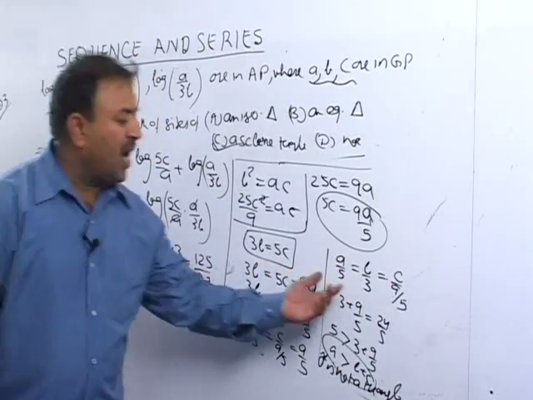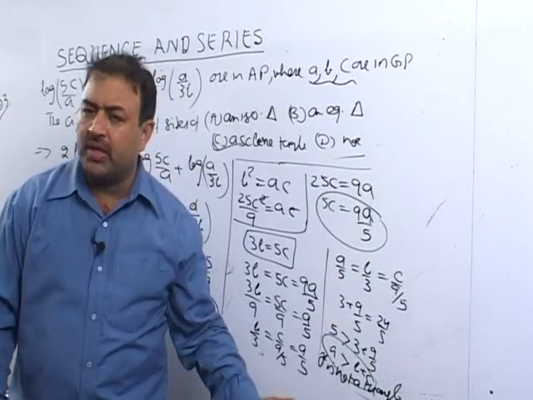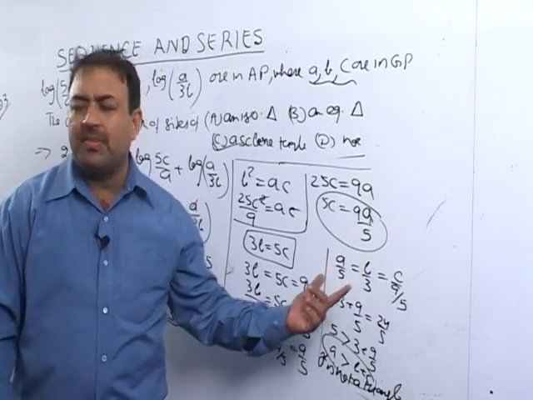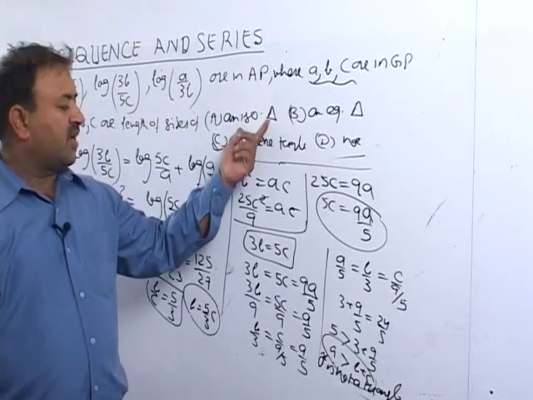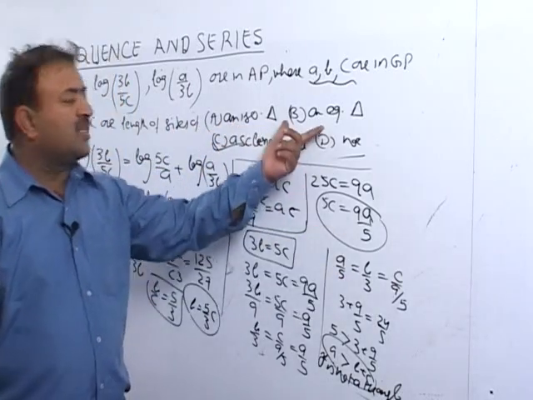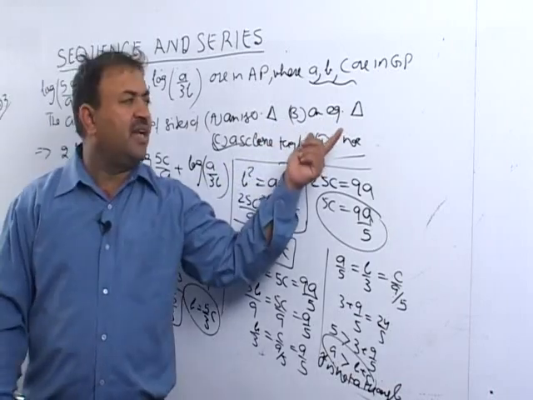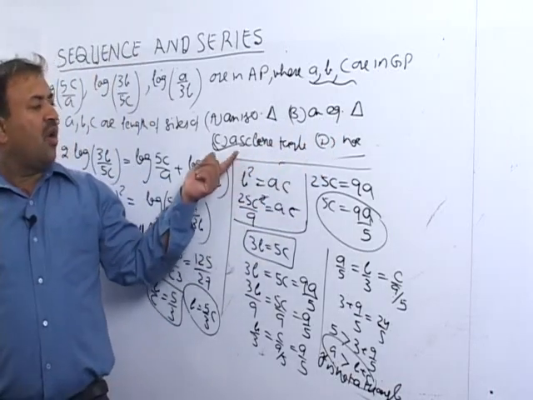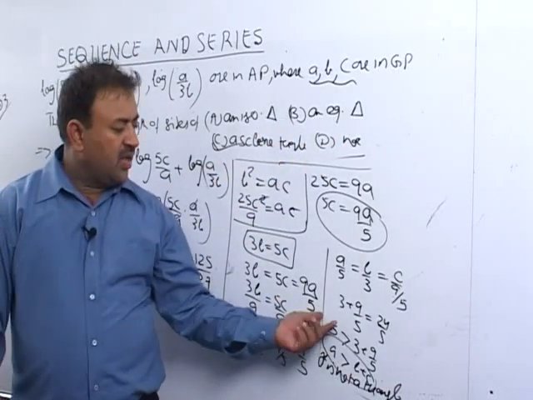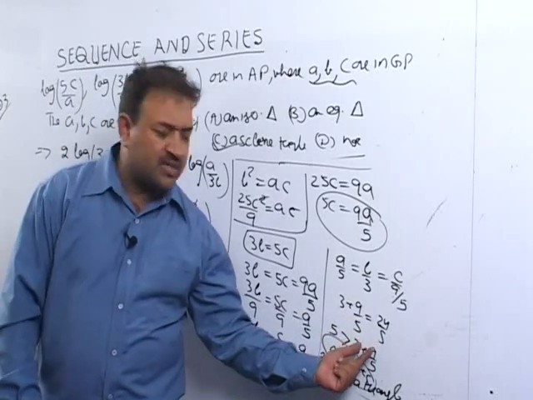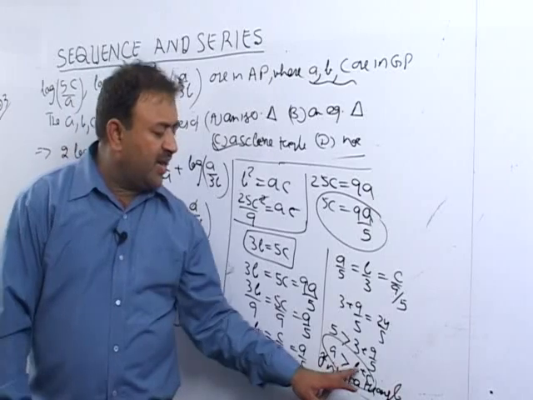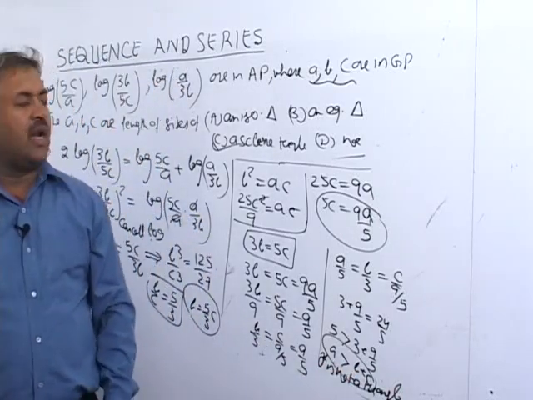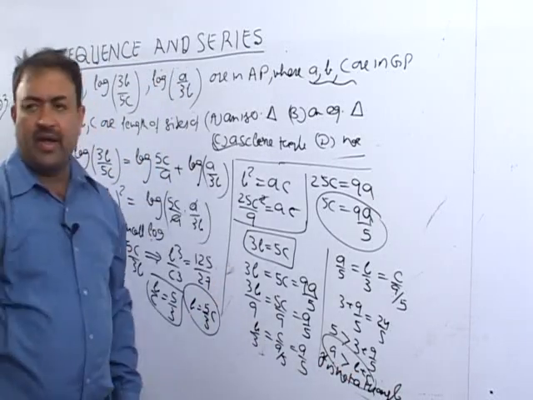Now if two sides were coming equal in ratio, then we would say it is an isosceles triangle. If all three sides were coming equal, then we would have said it is an equilateral triangle. Now here we find that the sum of two sides is less than the third side. That means it is not a triangle. A is greater than B plus C, it is not a triangle. That means it is a scalene triangle.